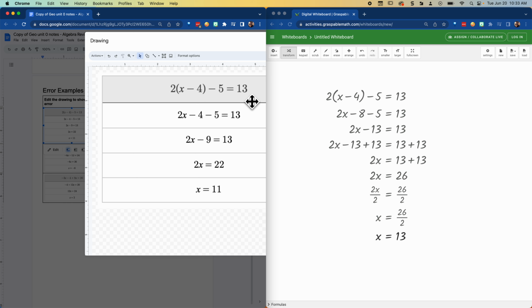Okay, so I notice that I have 2 times x minus 4 minus 5, and they still have 2x minus 4 minus 5, but I have 2x minus 8. So that means that my error, I'll grab an arrow here for the error, is right there, and I'll color it red. So that's the first error, and if I want to get even more specific, I can say it's right here at the negative 4. They didn't distribute or multiply that 2 to both sides.